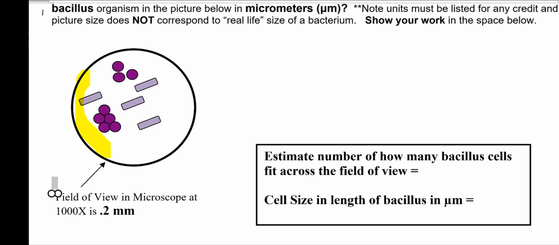I'm going to draw here. This is like the view in the microscope here in yellow, and then you have cells that are inside of that. So the cells inside, you need to know what cell you're looking at. So in this particular problem, you're being asked for the size of the bacillus. So that's the rod-shaped cell.